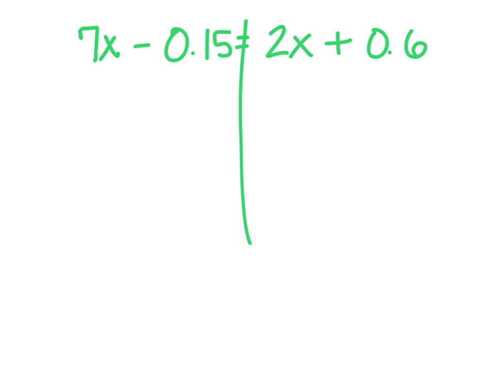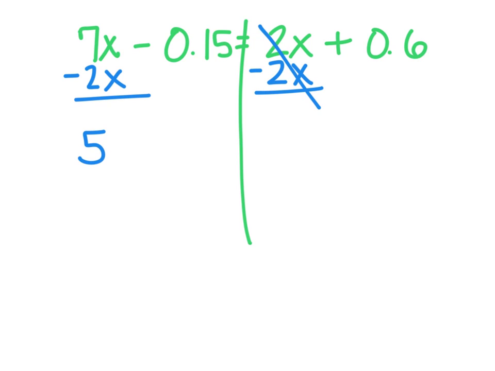So we have 7x minus 0.15 equals 2x plus 0.6. Okay, so let's start with our x's. I get rid of the smaller one, so I'm going to subtract 2x from both sides. Okay, that side cancels, and I end up with 5x minus 0.15 equals 0.6.